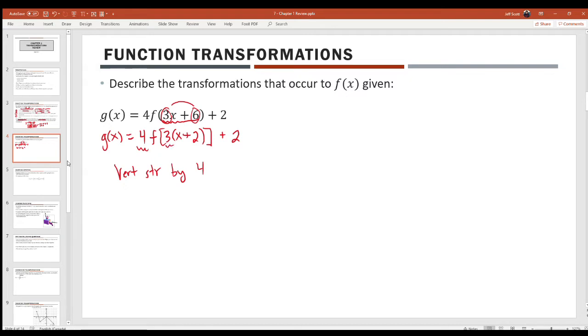Next thing that will happen is this b value in here. That's your horizontal stretch. But remember, it's not by the b value, it's by 1 over b. So we can say this is a horizontal stretch by 1 over 3. Then we have our translations, our left, right, up, down. Inside here, we can see we have a plus 2. Since that's related to your h value, we can say that's going to be left 2. And this plus 2 on the outside means you're going up 2. That is all you need to do when you're describing your transformations. Basically, just make sure you get it into a nested bracket form and then list out exactly what's happening step by step.